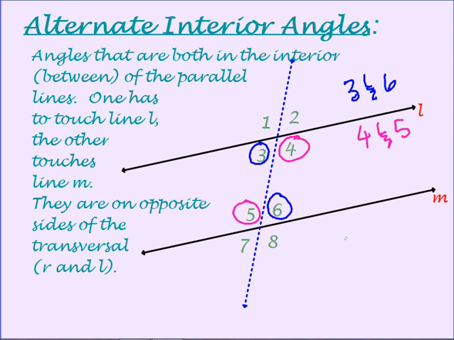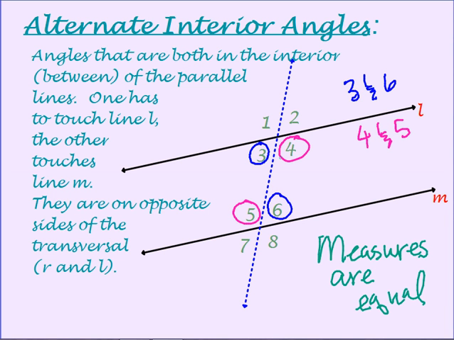And again, just like the last time, their measures are always going to be equal. So if angle 4 is 120 degrees, so is angle 5. If angle 3 is 36 degrees, so is angle 6. They're always going to have equal measures.